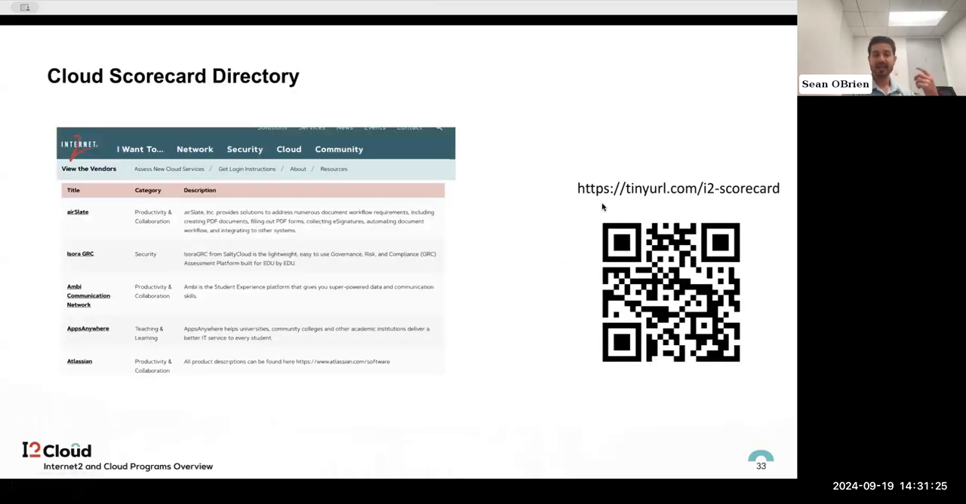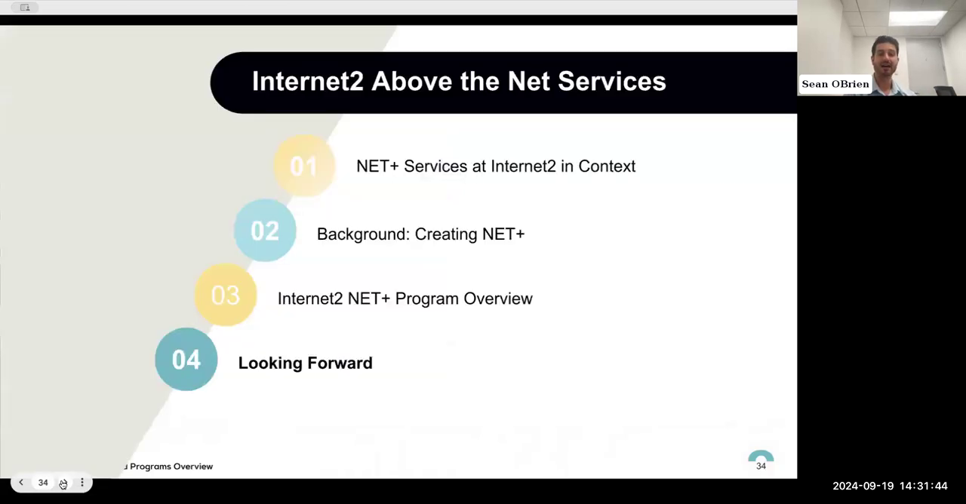The Cloud Scorecard, I'm sure one of my colleagues on the call can put a direct link in, but you can access it through that link, or simply go to your search engine of choice and search Internet2 Cloud Scorecard, and you can start taking a look at the services that are in there. And we hope you do, and we hope you provide feedback on it.